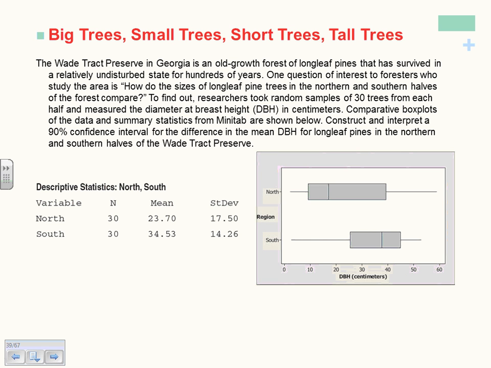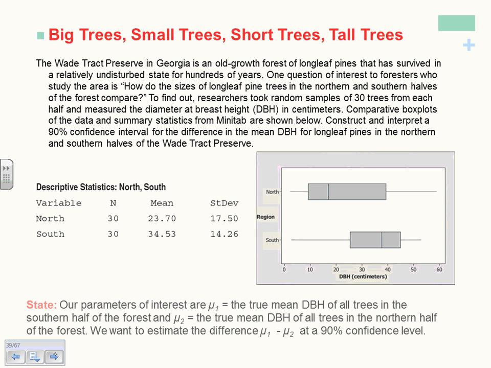Okay, so let's first look at it by hand, and we could also look into the calculator. So here's our N, our mean, our standard deviation, and you can see by the box plots the shape. So let's state our parameters of interest. Our mu sub 1 is going to be the true mean of the DBH of all trees in the southern half, and mu sub 2 will be the true mean of the DBH of all trees in the northern half. So we're going to estimate mu sub 1 minus mu sub 2 at a 90% confidence interval.